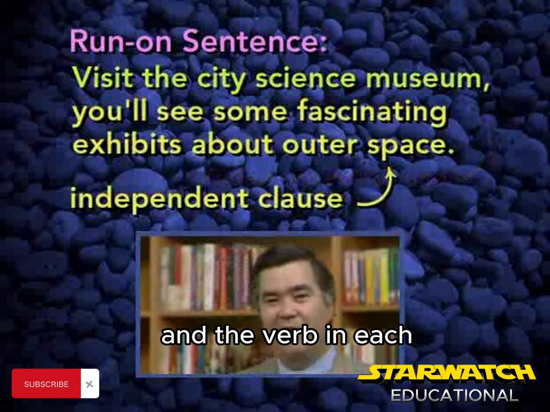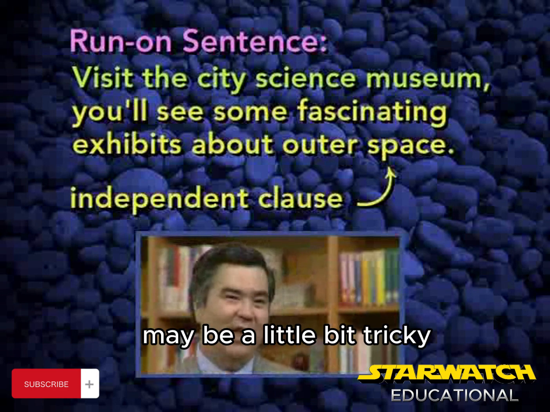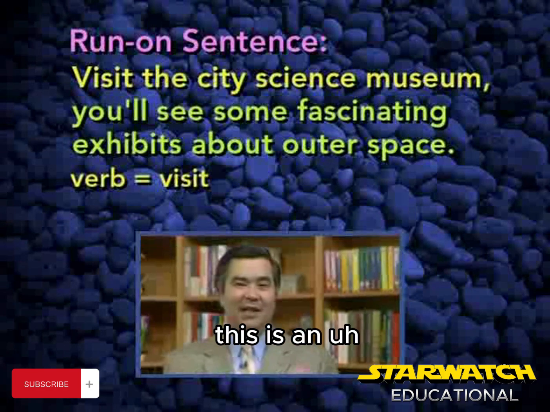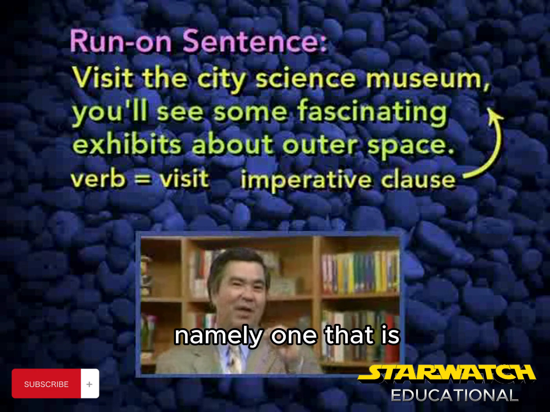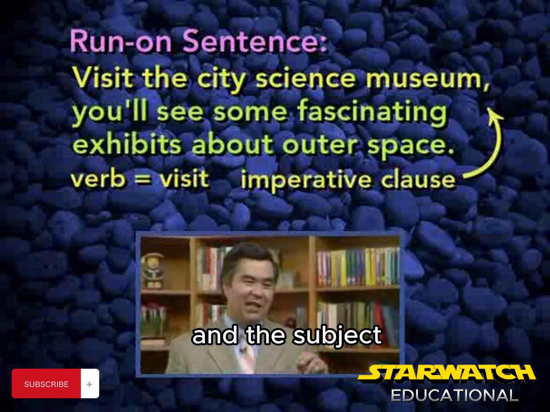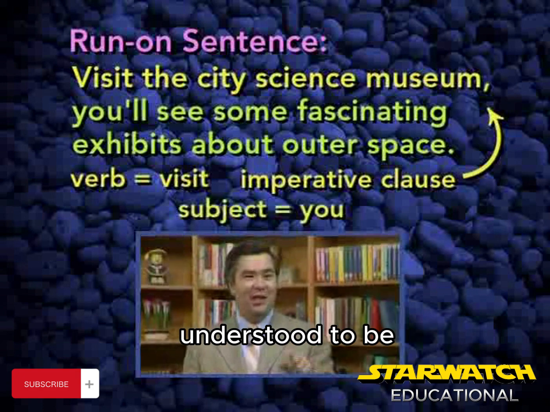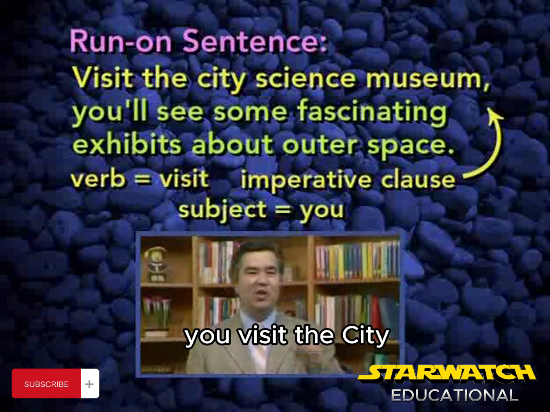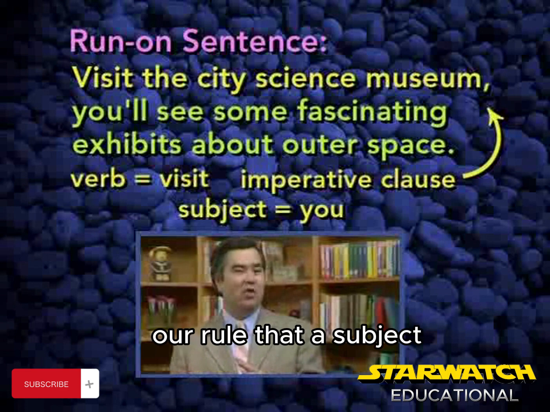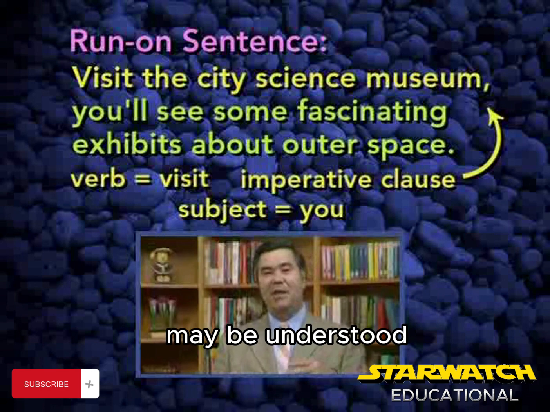What's the subject and the verb in each of these clauses, by the way? The first clause may be a little bit tricky. It has a verb, visit, but the subject doesn't appear. This is an imperative clause, namely one that is giving you an order or a recommendation or a suggestion. And the subject doesn't appear normally in an imperative sentence. The subject is understood to be you. What this clause is saying is you visit the City Science Museum. So an imperative sentence is an exception to our rule that a subject and a verb must always appear. In an imperative sentence, the subject may be understood.